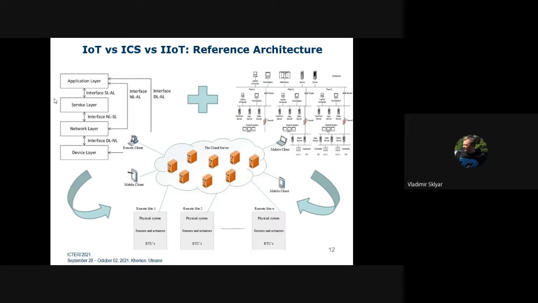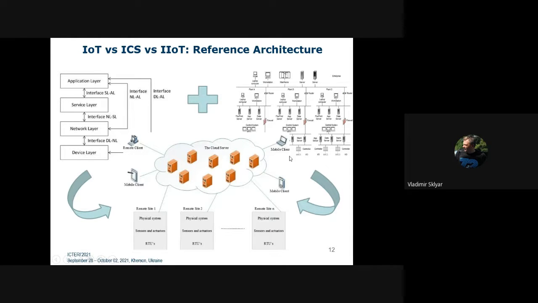You know, safety critical systems are a bit different from generic information technology based systems, because they deal with real world objects. I show here, at the left corner, the architecture of a typical IoT system, which is based on 4 layers: device, network, service, and application.